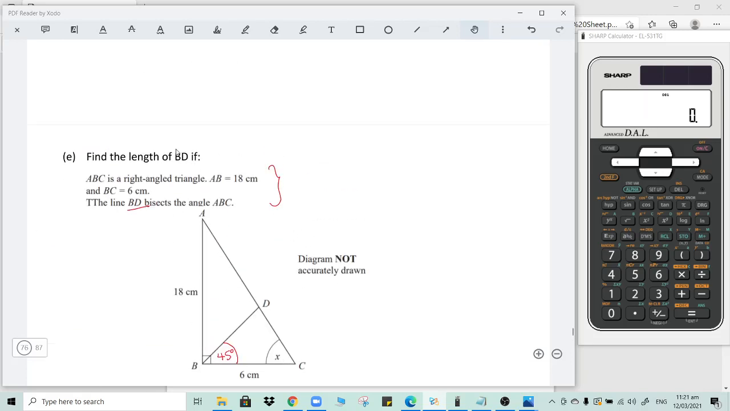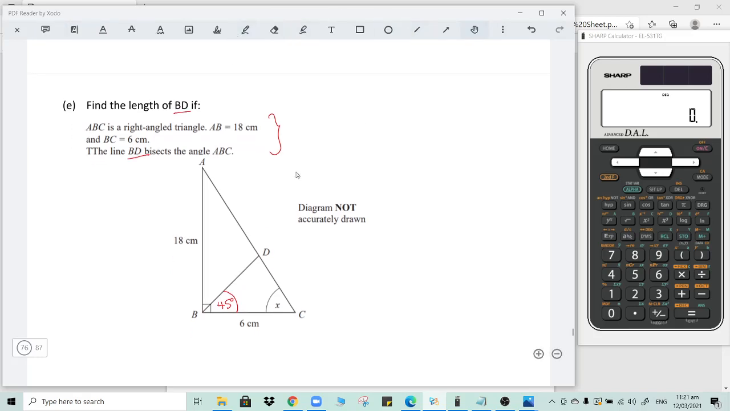Oh, it's on top here. I got confused there. So they want us to find BD. All right, so they want us to find the line BD. Let's see how we can go about this. Like I said, this is the first time I'm actually doing this question. To find BD, let me think on this for a few seconds here.